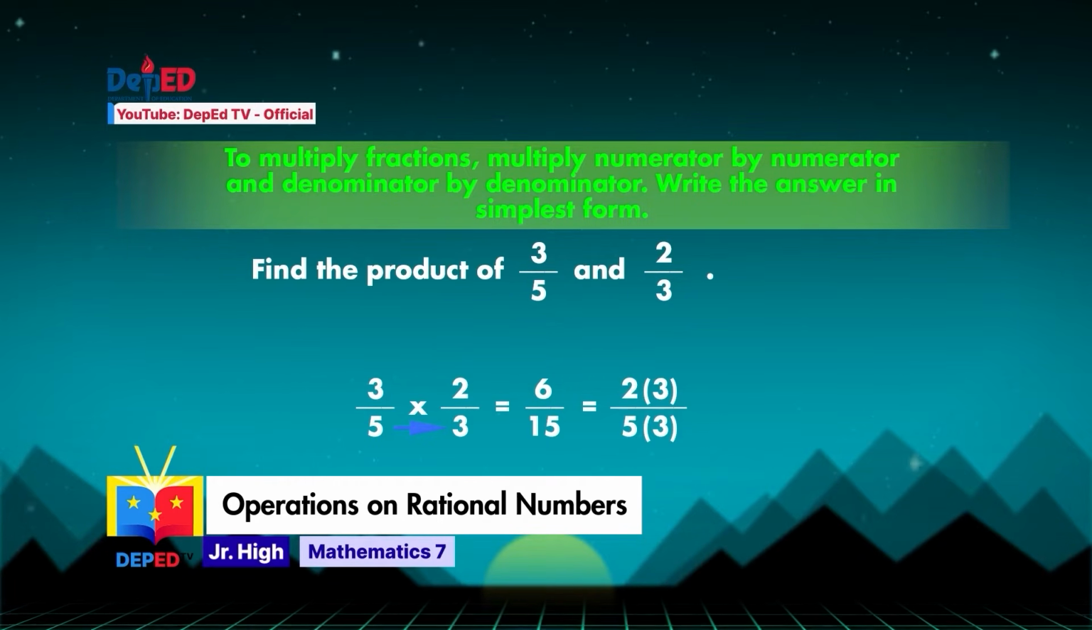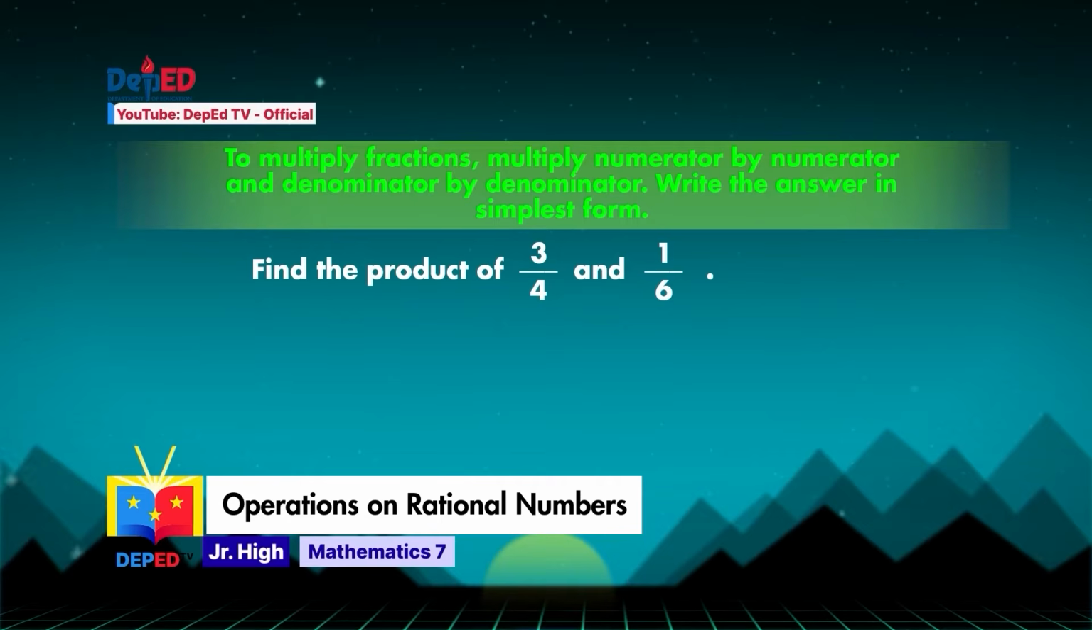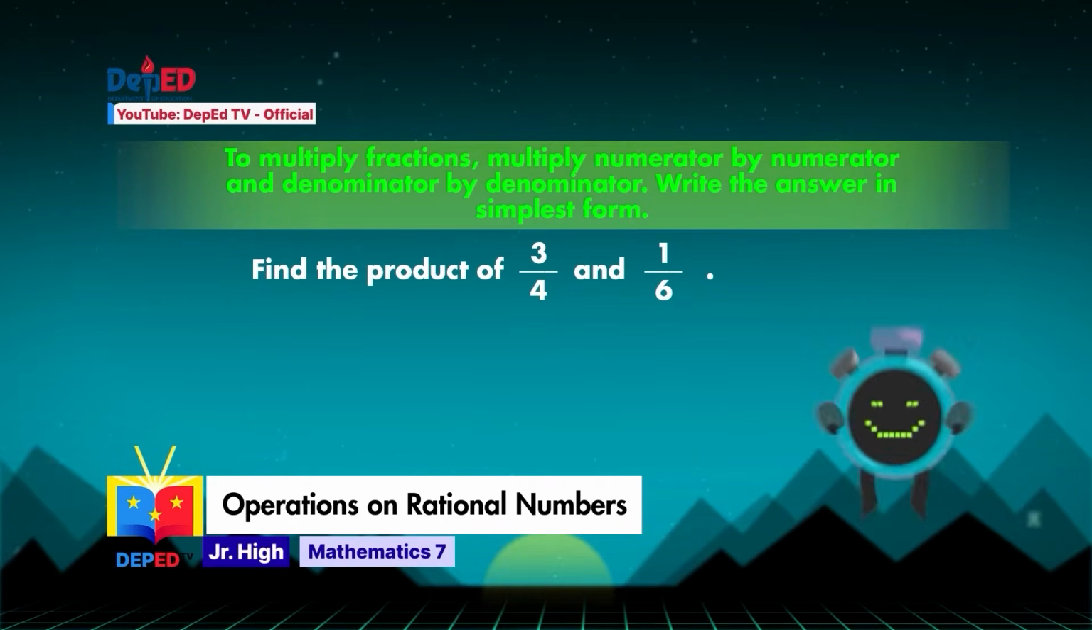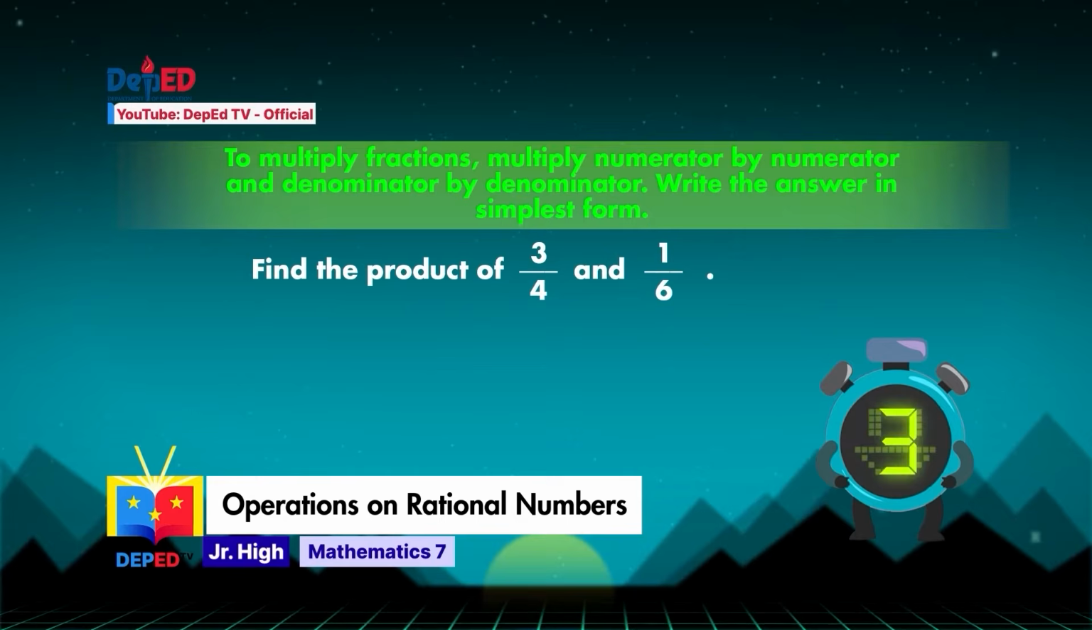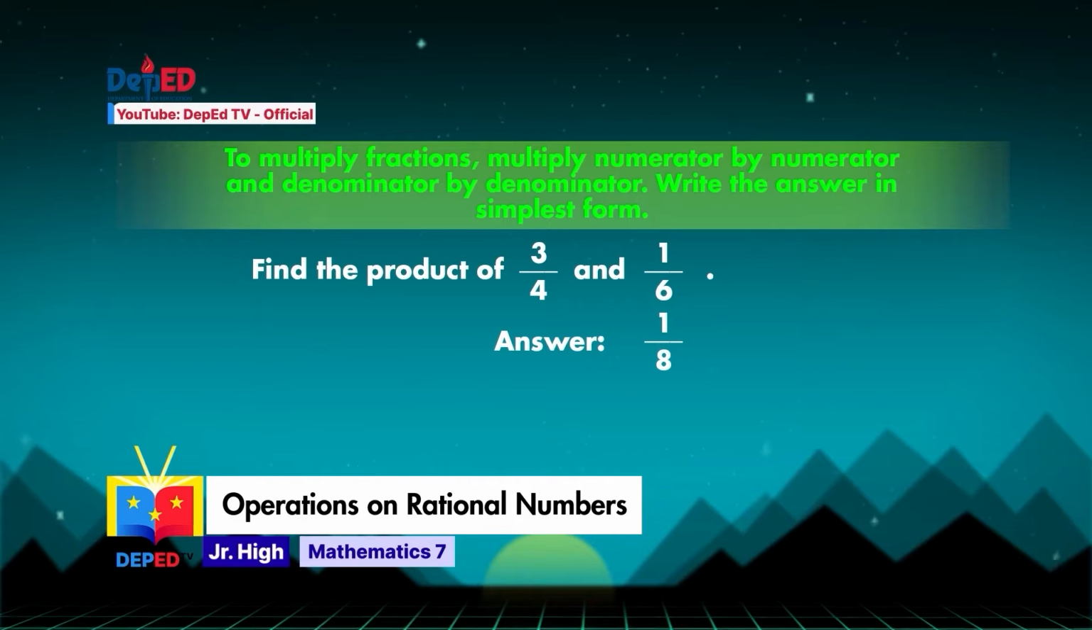We need to express our answer in lowest term. We need to find the common factor. We can write 6 as 2 times 3 and 15 as 3 times 5. Cancel out the common factor, which is 3, so our final answer is 2/5. It's your turn. Find the product of 3/4 and 1 over 6. Timer! If your answer is 1 over 8, correct!